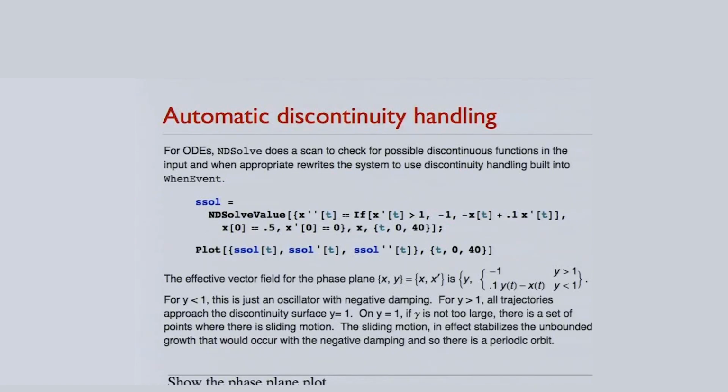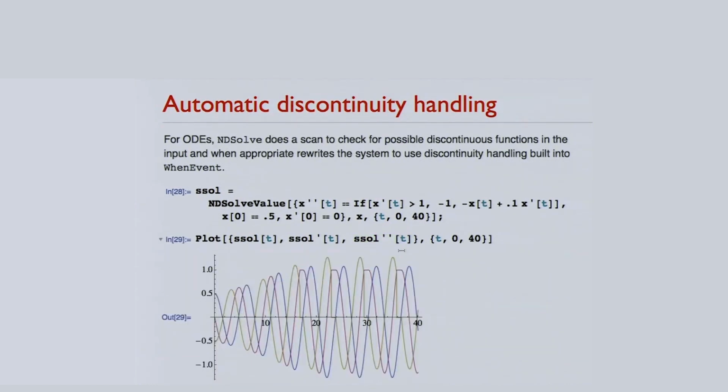Okay, so let's go to the automatic discontinuity handling. Something that NDSolve is able to do now is this equation. Here I've set up a little oscillator, x prime equals, but it's got an If in it. If the velocity is greater than 1, then the acceleration is minus 1. It's a little bit artificial. Otherwise, it's minus x. So it's just like a harmonic oscillator, but if the velocity ever gets to be greater than 1, the acceleration is minus 1. And here's what happens.